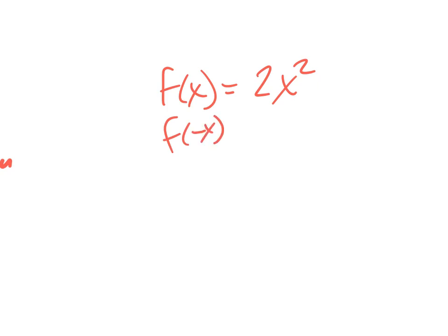All right. So I will do one in speed mode here to show you what he's talking about. Let's say it said this. And I go, f of negative x is equal to 2 negative x squared.